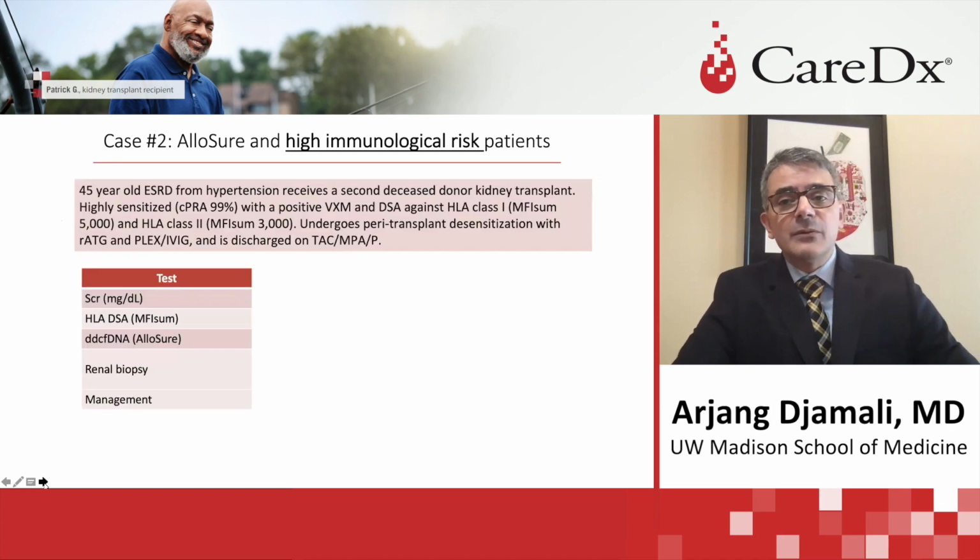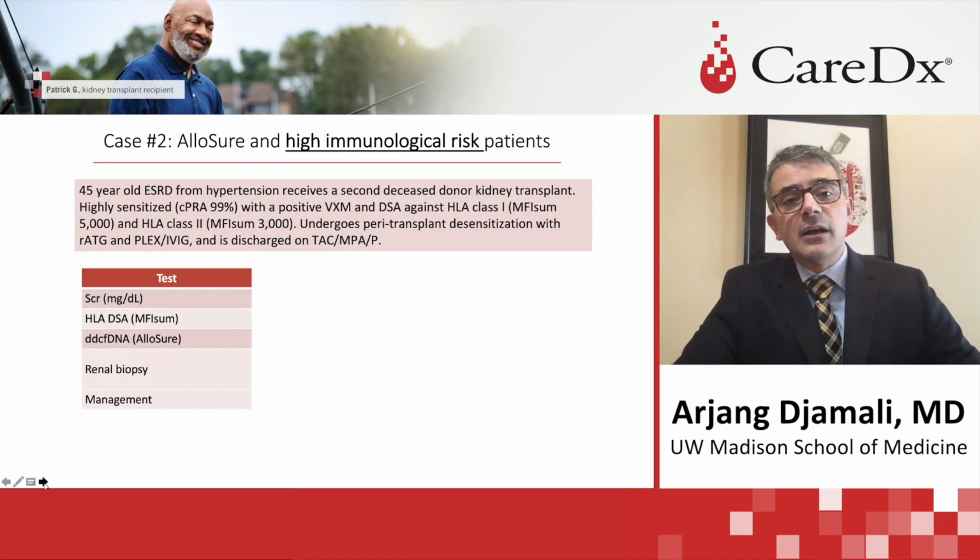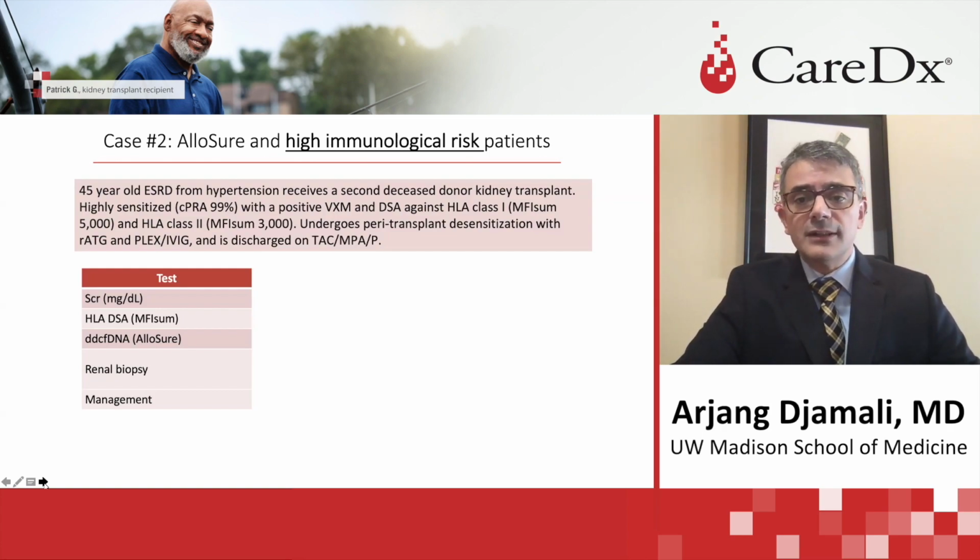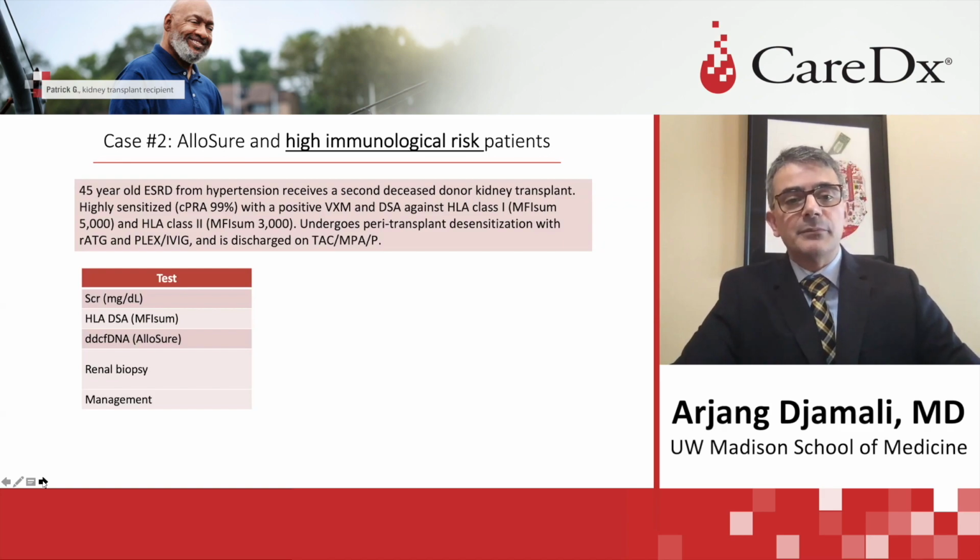The next case I was going to present is a more straightforward case, but a case of AlloSure utilization in a high immunological risk patient. This one is a 47-year-old gentleman with a history of hypertension who received a second deceased donor transplant, highly sensitized with a baseline CPRA of 99%, positive virtual cross-match, and DSA against class 1 at 5,000 and class 2 at 3,000, undergoing desensitization with thymoglobulin, plasma exchange, and IVIG, and discharged on triple immunosuppression with tacrolimus, mycophenolate, and prednisone.